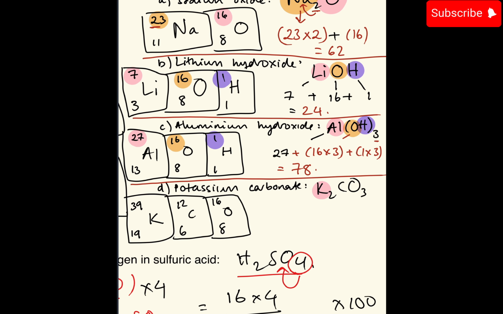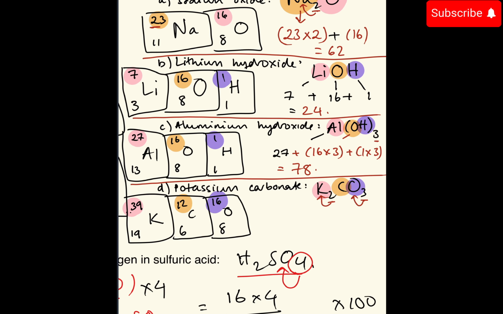So your potassium, that's your mass number. Your carbon, that's your mass number. Your oxygen, that's your mass number. And we're also mindful of the values of each. So I've got 2 potassiums. There's no brackets here, so I don't need to do multiple elements. And with that, let's get started.